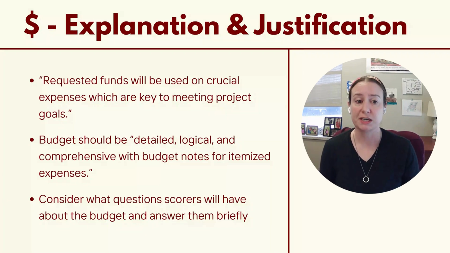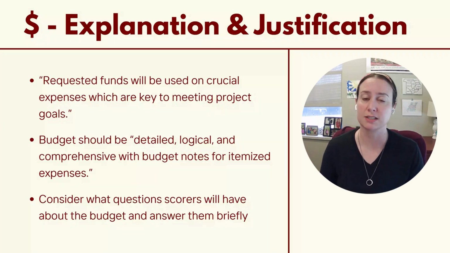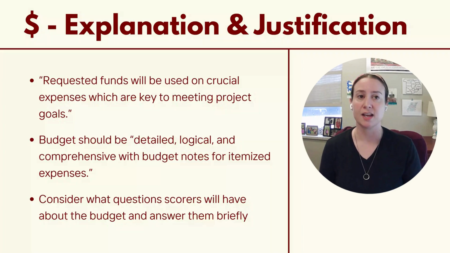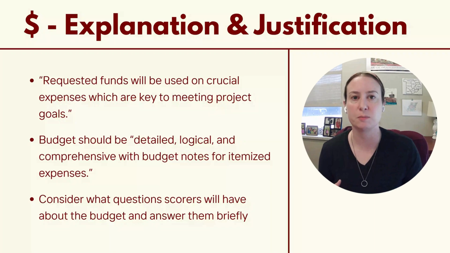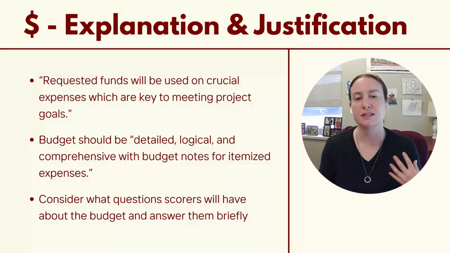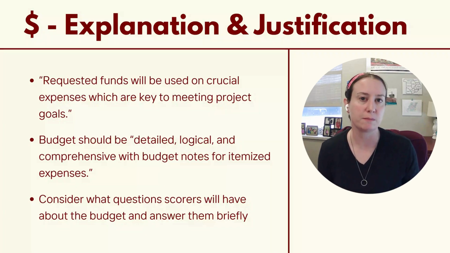Now, your budget should be detailed, logical, and comprehensive with budget notes for itemized expenses. So, you may have on your budget 20 totes, like the Mizzou explanation. But unless you say, we are buying 20 totes so that we can optimize them at 10 buildings with one in the front of the building and one where our maintenance staff will be using, then you're left leaving people to guess what you will use these items for.